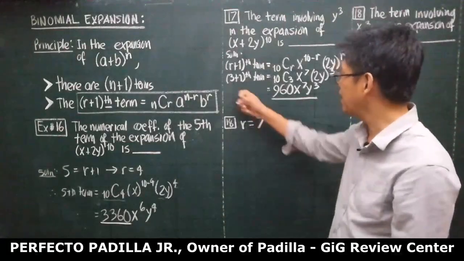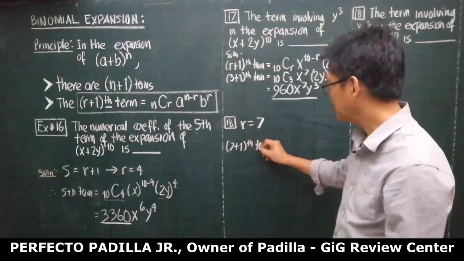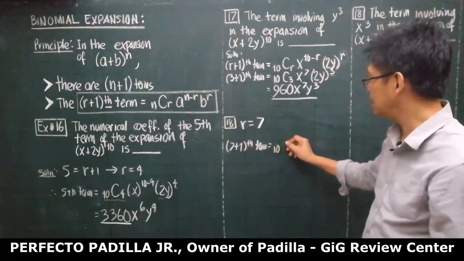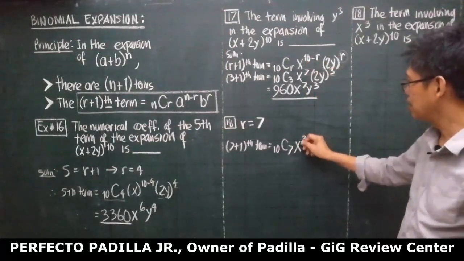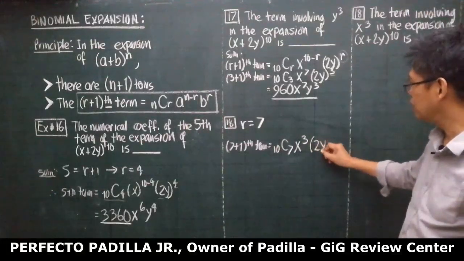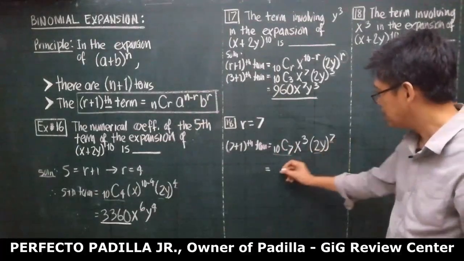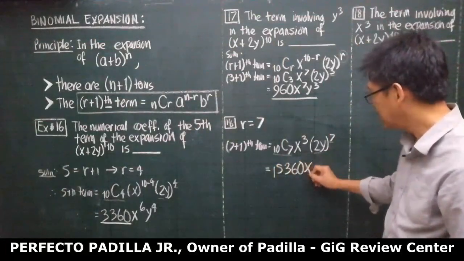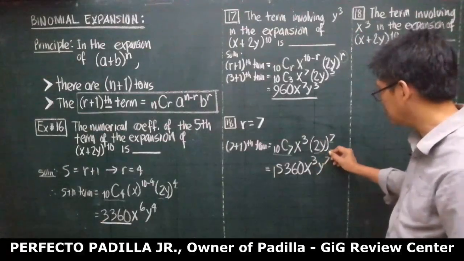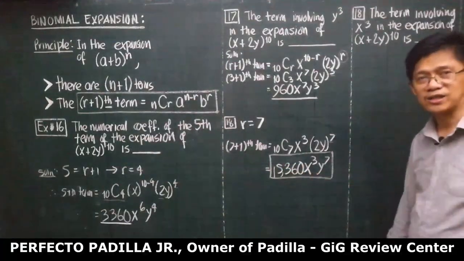So, you have here the 7 plus 1 term, meaning the 8th term, is going to be 10c7 x to the 10 minus 7, 3, then 2y to the 7. 10C7 times 2 to the 7, that is going to be 15,360 x cubed y to the 7. So, ito yung ating term involving x cubed. Naintindihan? Okay. Let's have this one.